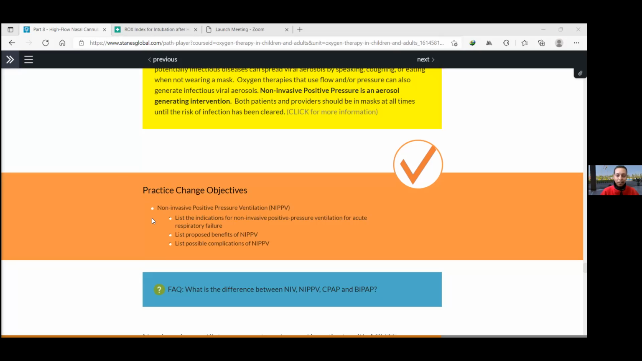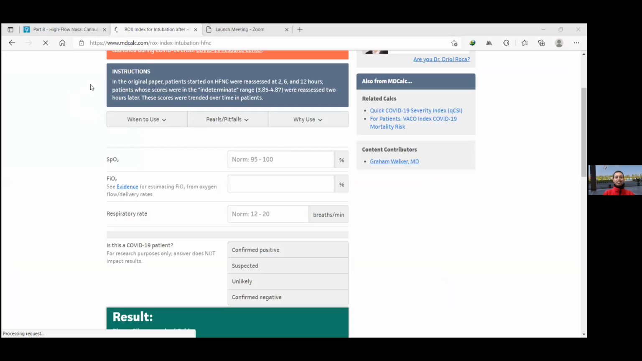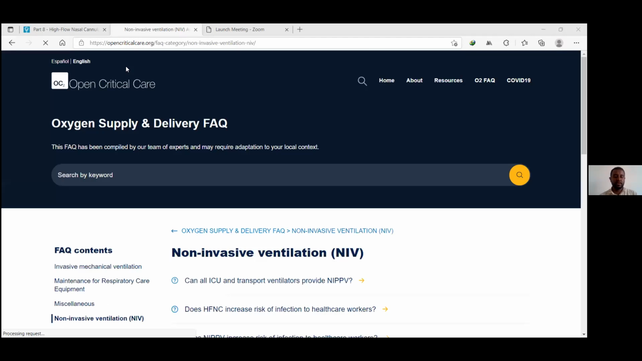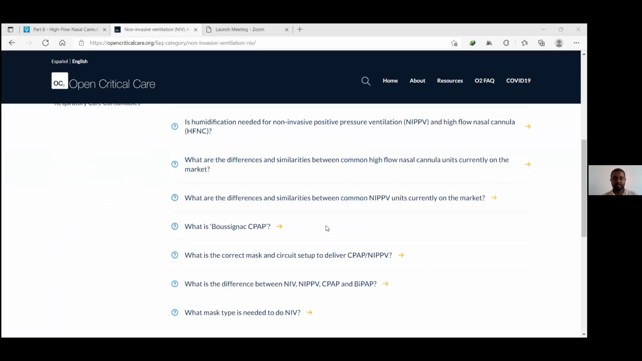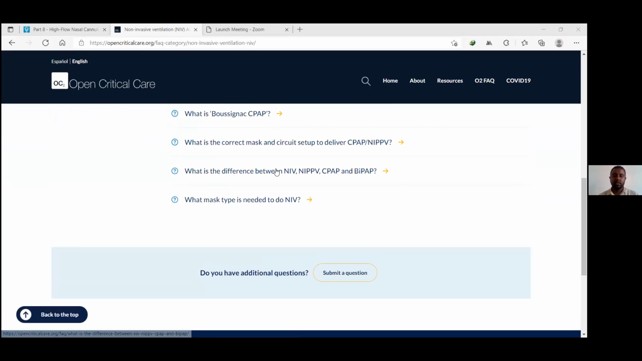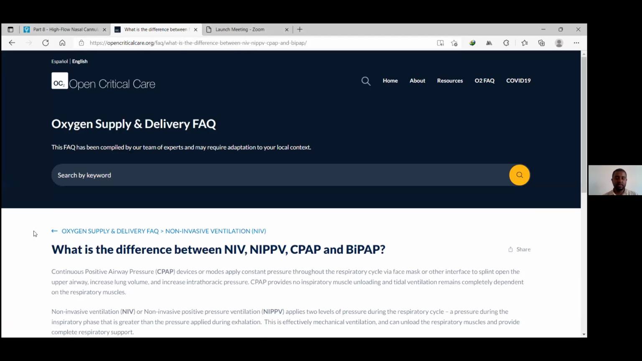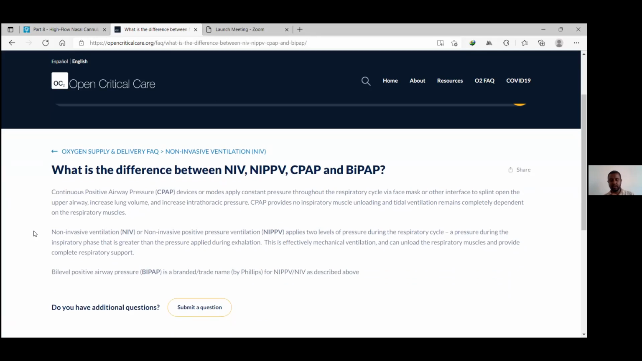Yeah, I think this one is a tough one. Maybe I'm not able to write it down. So let's go ahead with the explanation. A bit tricky, the difference between these NIV. So let's start with the CPAP.